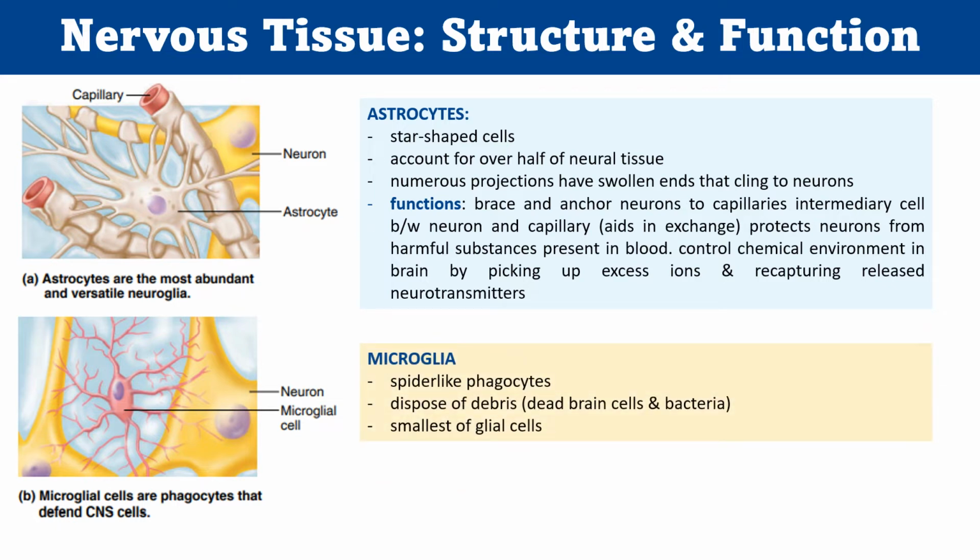Then we have microglia cells. Microglia cells are phagocytes that defend CNS cells. They are spider-like phagocytes that dispose of debris, dead brain cells, and bacteria. They are the smallest of the glial cells.